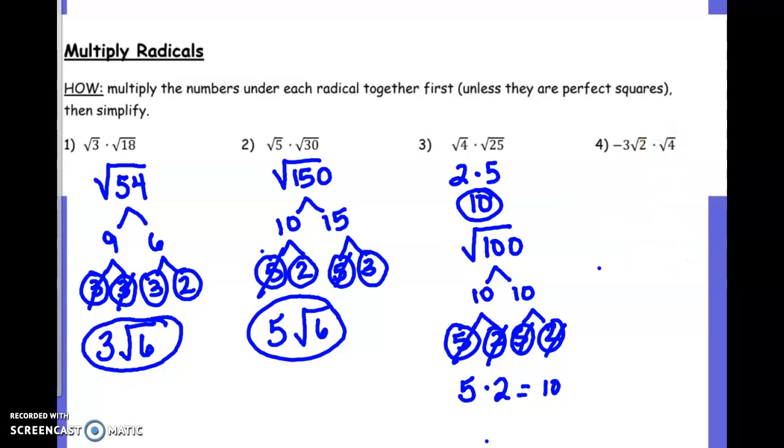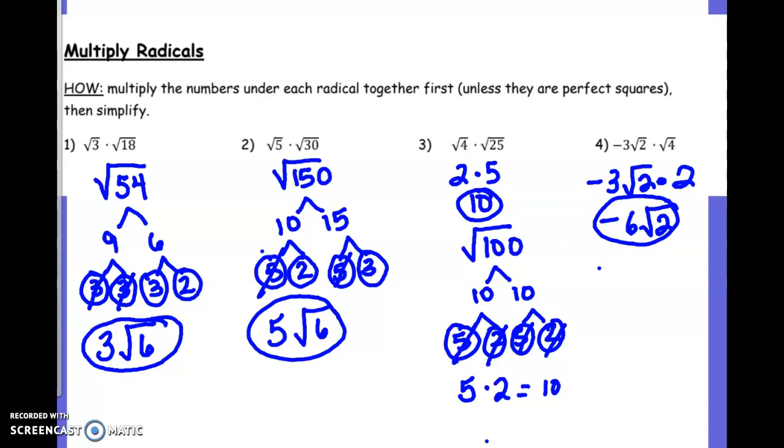Notice this example. Radical 4 is a perfect square, so let's treat it like this. The square root of 4 is 2. And now we can just say -3 times 2 is -6 and radical 2. That's a little bit easier than the way I was thinking. All right, so we've taken all of these radicals and multiplied them together, and then we've simplified.